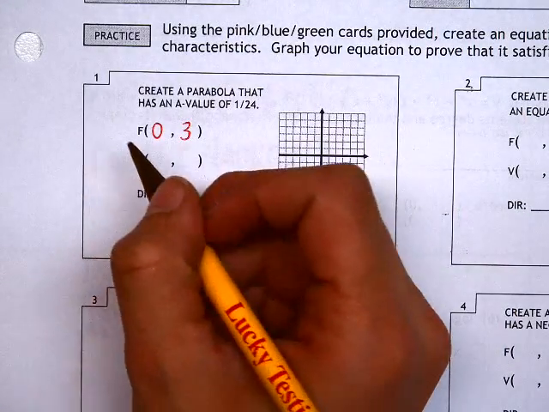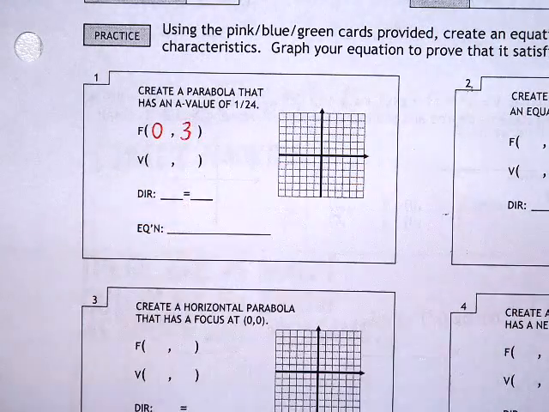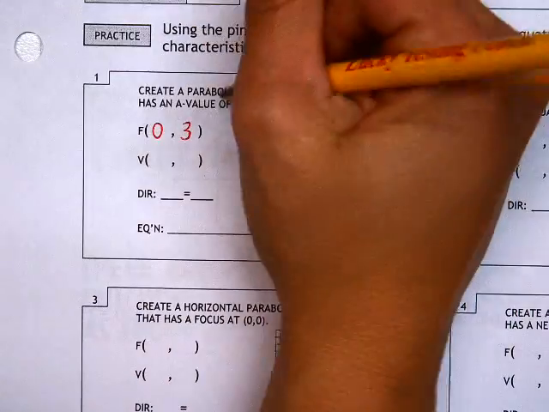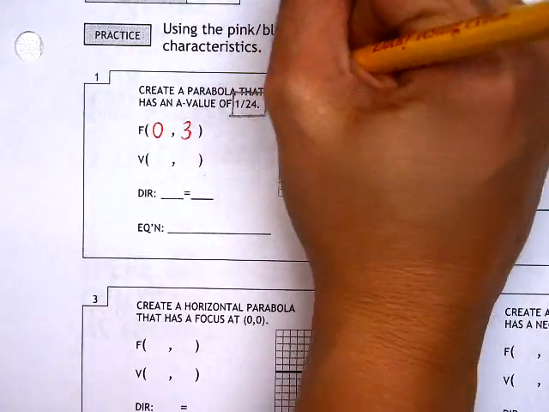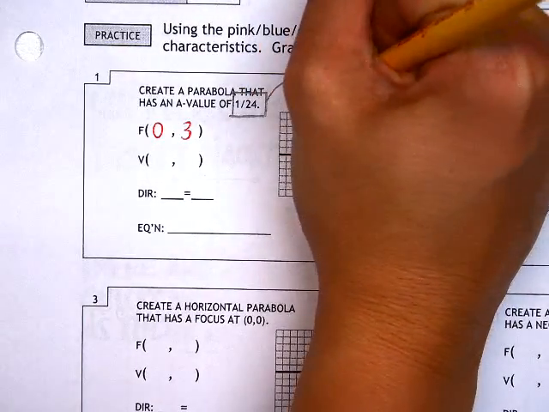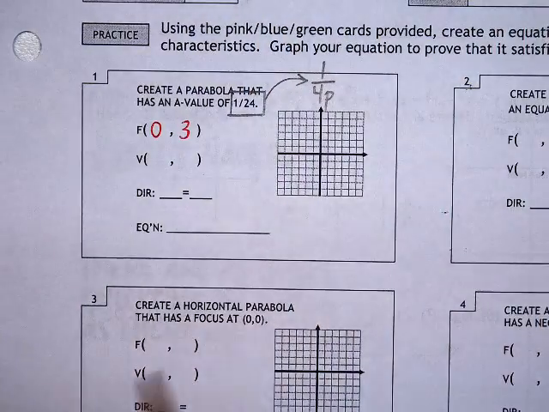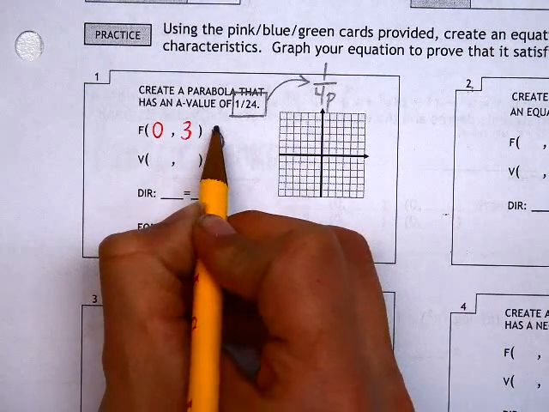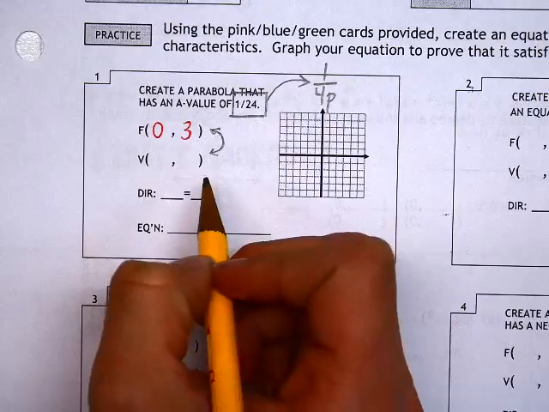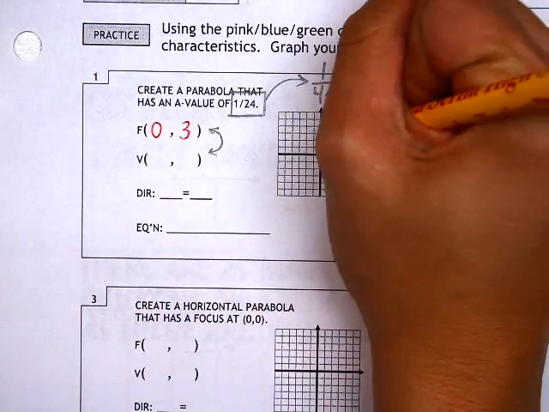Okay, for question number 1, we're being asked to create a parabola that has an a value of 1 over 24. That fraction is going to be a really helpful hint because we know that that fraction is technically of the form 1 over 4p. That p counts as the distance between the focus and the vertex. Since they gave us the focus, that's at 0, 3.